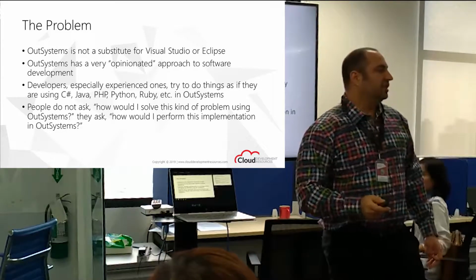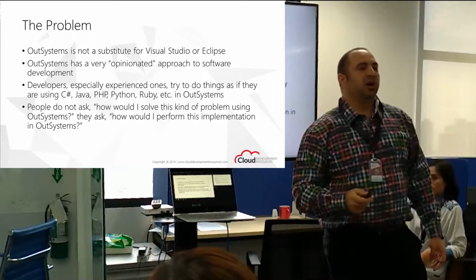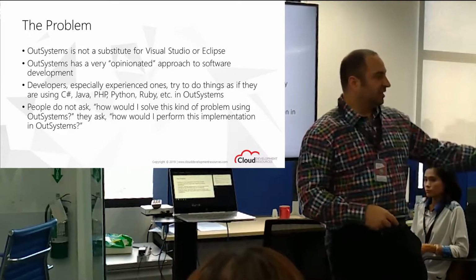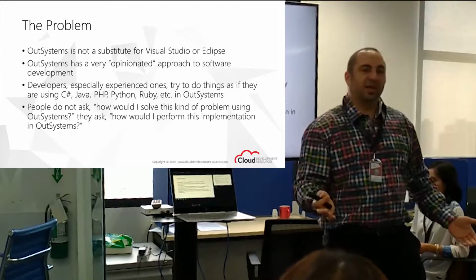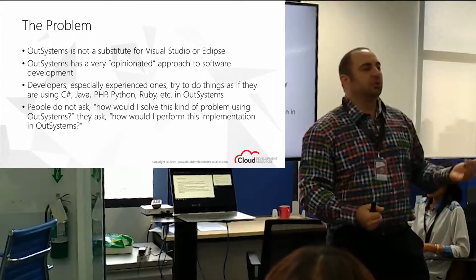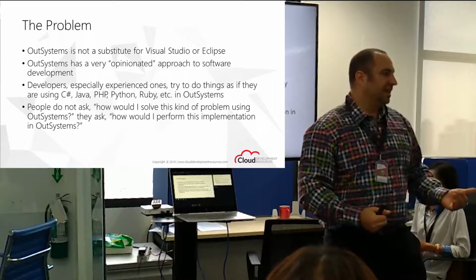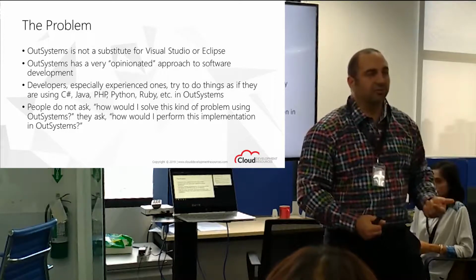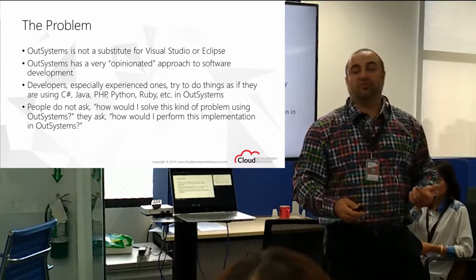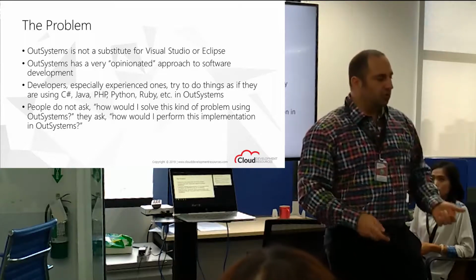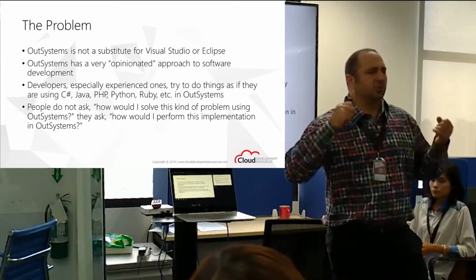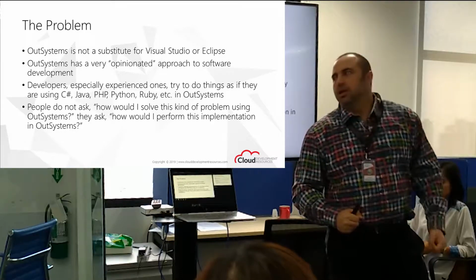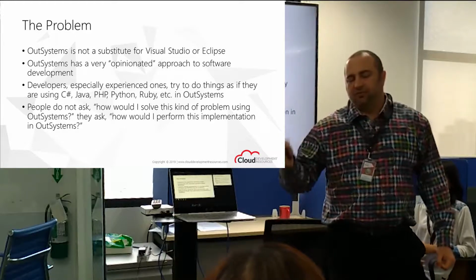Tools like Java, C#, they let us do whatever we want the way we want to do them. They say, if you want to do things like this, you can. If you want to do things like that, you can. OutSystems narrows the choices a lot. And so what happens is somebody who comes from Java, C#, whatever, comes to OutSystems and they get frustrated, they get angry because they say, well, I want to do things like this, and OutSystems won't let me. That's what happens.